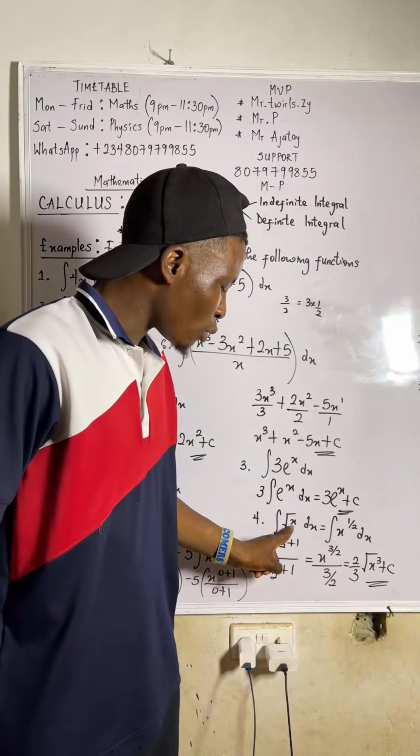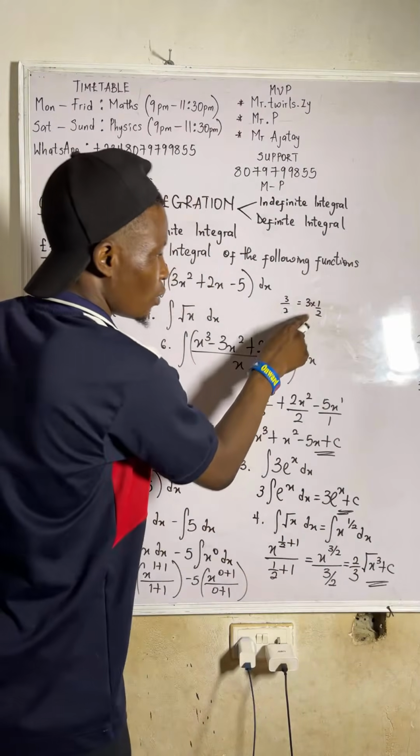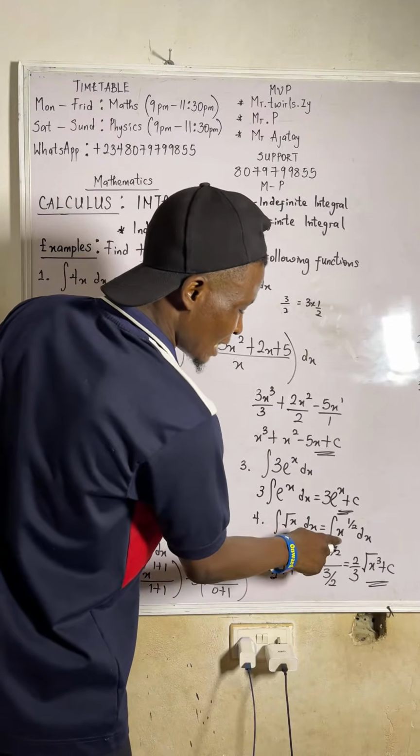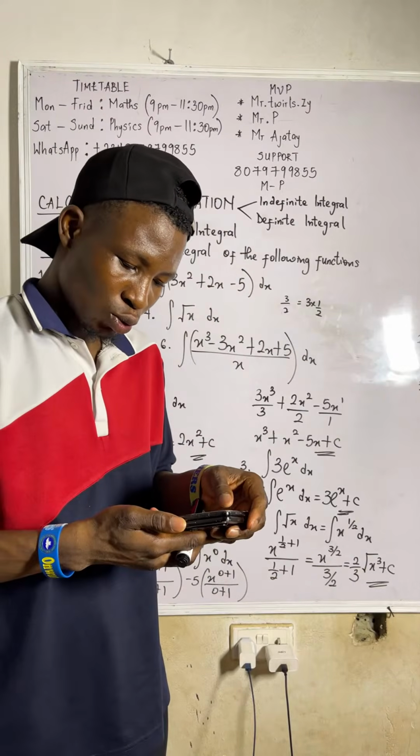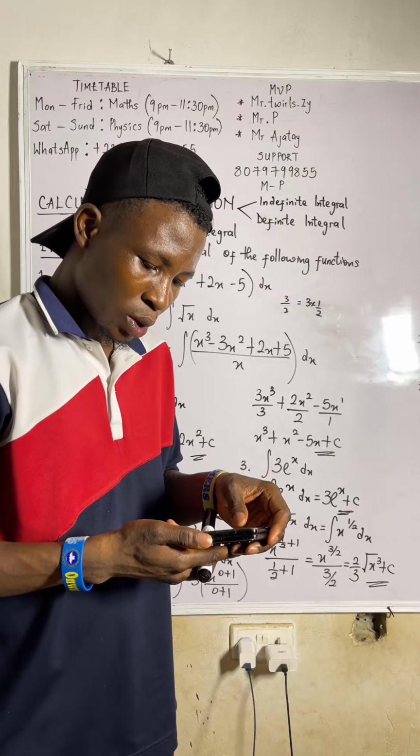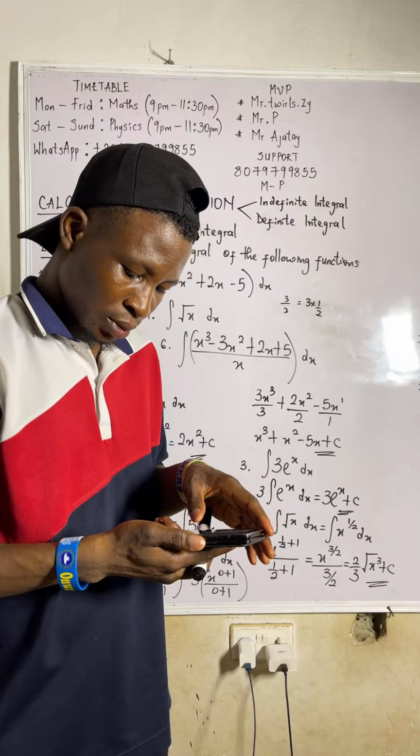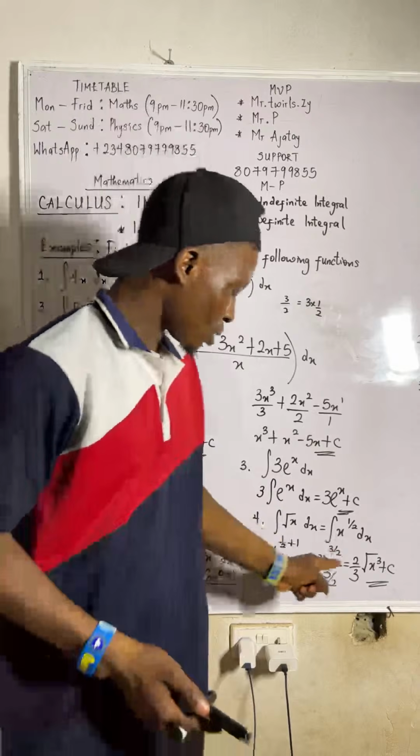Another way of writing square root of x is that when it is raised to the power of 1 over 2, it is square root of x. So another way of writing this is x to the power of 1 over 2. Do you get it now? That's x to the power of 1 over 2. Are you getting it now?